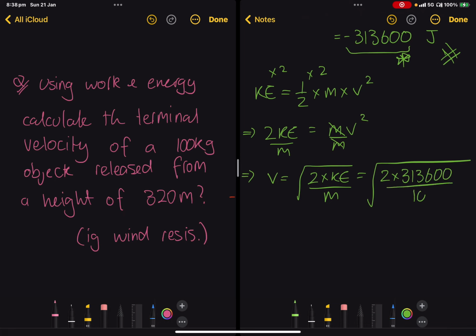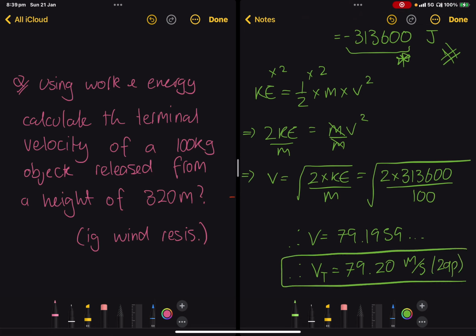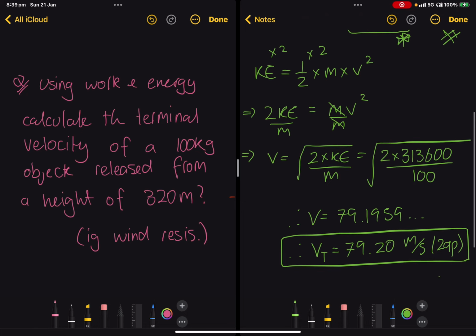313,600 divided by 100. So the velocity number we're going to get here is the square root of 2 times 313,600 divided by 100. So this gives us 79.1959. So therefore the terminal velocity is about 79.20 meters per second to 2 decimal places. It's about 80 meters a second. So this is very, very fast. And that's the answer to the question.